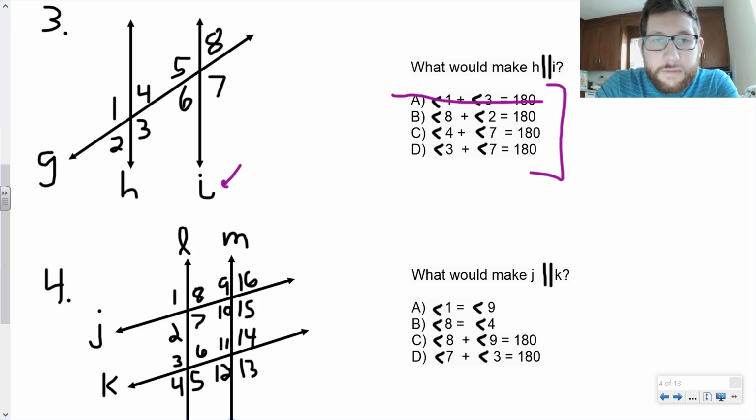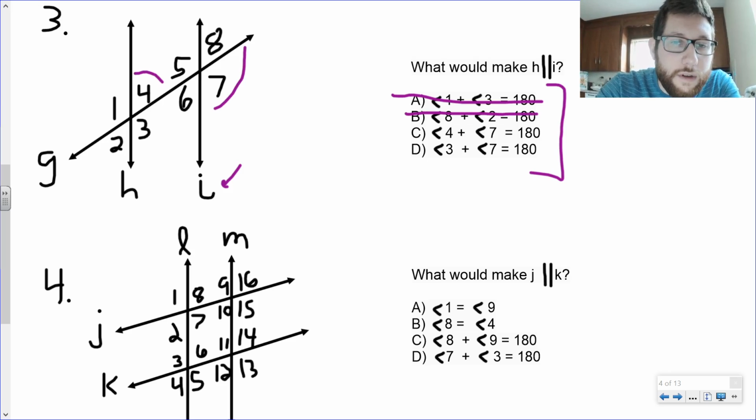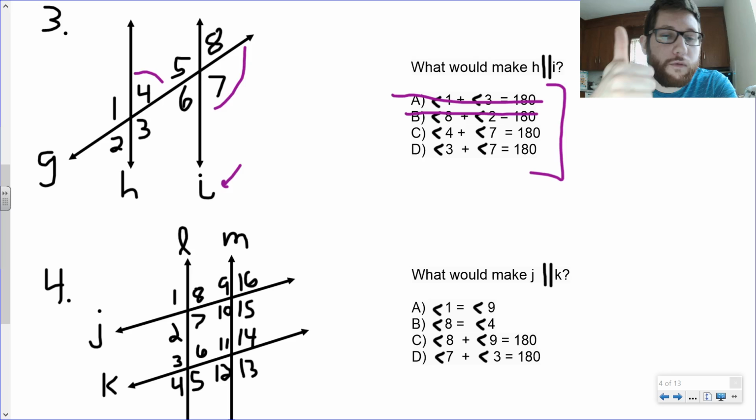No, those are the same size, so that's no good either. All right, 4 and 7. Okay, do I have two different sizes? Here's an acute angle, there's an obtuse. All right, check one box off. Do I have one on each line? Do I have one on H and one on I? I do. So this is going to be my final answer, is going to be C here.